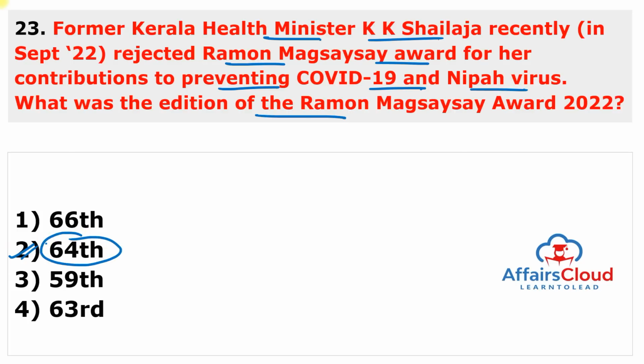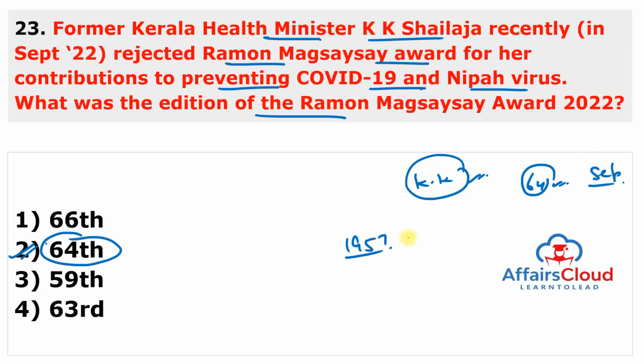So remember, former Kerala Health Minister K.K. Shailja has rejected the Ramon Magsaysay Award for her contribution to preventing COVID-19 and Nipah virus. And the Board of Trustees of the Ramon Magsaysay Award Foundation announced the winners of the 64th Ramon Magsaysay Award 2022 in September 2022. And the Ramon Magsaysay Award was established in 1957, which is Asia's greatest honor and distinction. And the award is managed by the Ramon Magsaysay Award Foundation headquartered in Manila, Philippines. And the first Ramon Magsaysay Award ceremony was held in 1958.